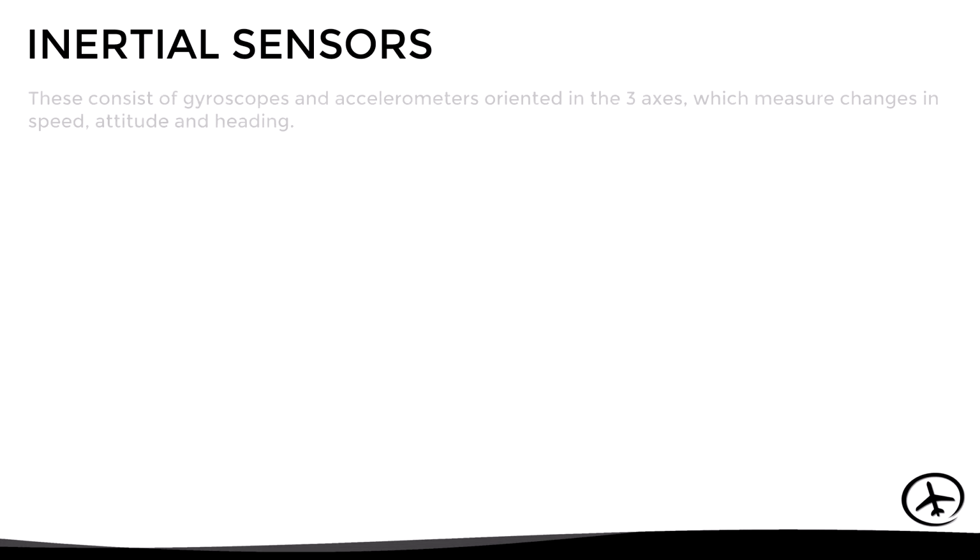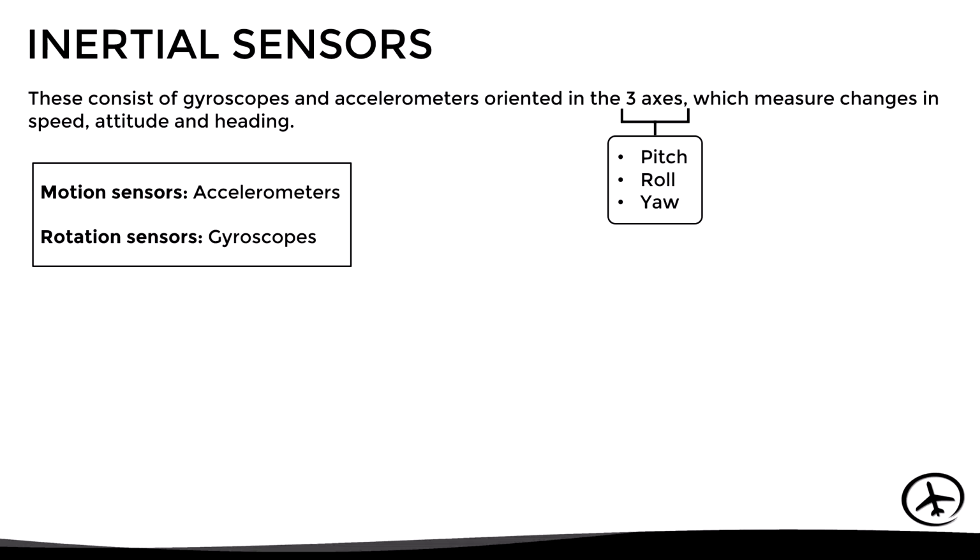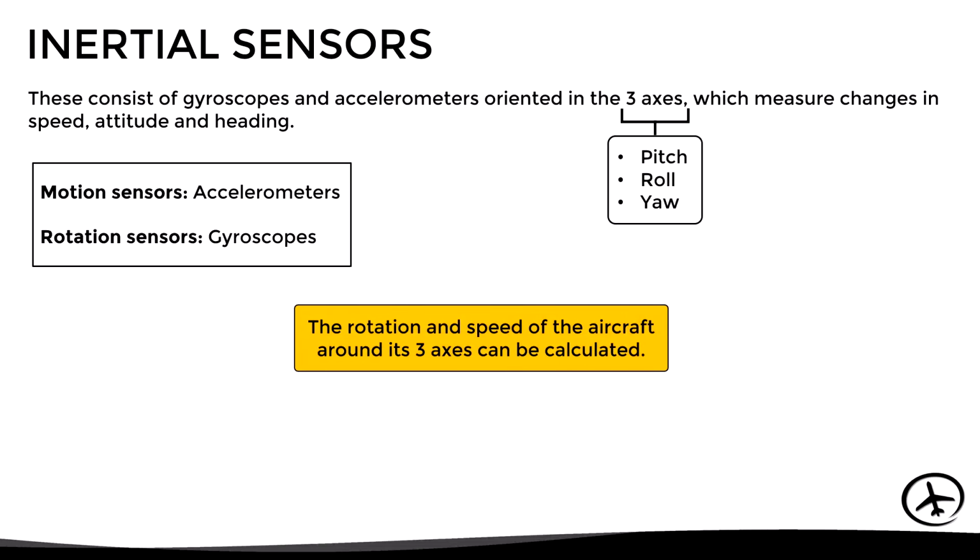Now, these sensors normally consist of gyroscopes and accelerometers oriented in the three axes, which measure changes in speed, attitude, and heading. In this case, we can say that the motion sensors are the accelerometers, as they will measure the speed changes in each of the axes. On the other hand, the rotation sensors are the gyros, as they will measure the angular rate in each of the axes. In summary then, we can say that the system is able to calculate the movement and speed of the aircraft around its three axes.